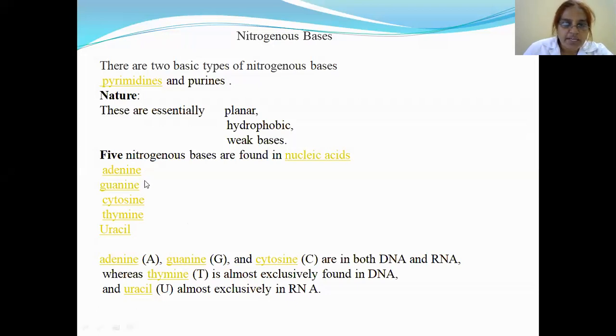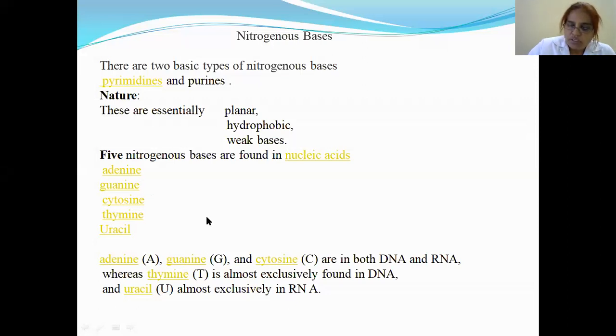These bases are again divided into purines and pyrimidines. See, what are the purines? What are the pyrimidines? Adenine and guanine are the purines. Cytosine, thymine, and uracil are the pyrimidines.